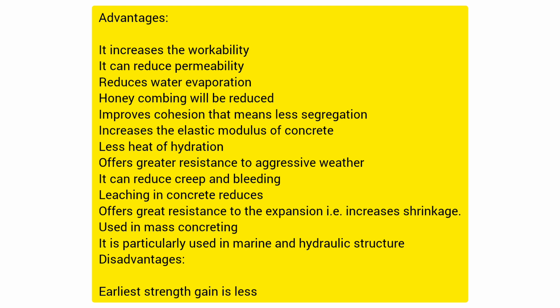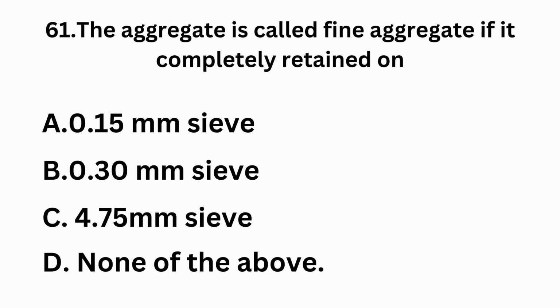Please check it out. The aggregate is called fine aggregate if it is completely retained on a 0.15 mm sieve, 0.30 mm sieve, 4.75 mm sieve, none of the above. So the right answer is D, none of the above. Because aggregate which passes through a 4.75 mm IS sieve and is almost entirely retained on an IS sieve of 75 micron is known as fine aggregate.